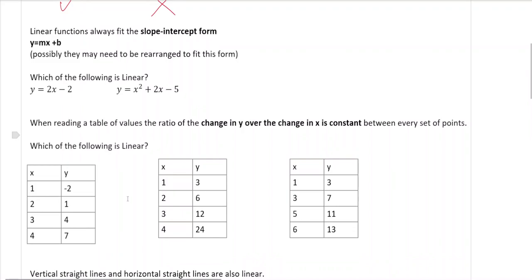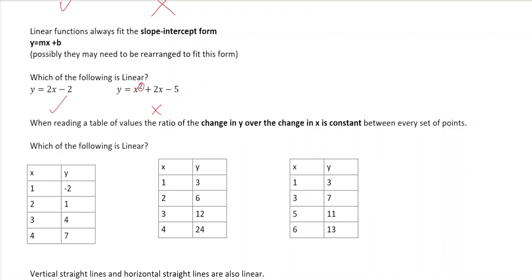Okay, continuing on, linear functions always fit the slope-intercept form. So y equals mx plus b. They possibly might need to be rearranged to fit that form, but they always will fit that form. So which of the following is linear? Well, this one fits. This one has a squared, therefore it's not. If it's any degree other than 1, meaning x to the exponent 1 works, but x to the exponent 1/2, x to the exponent 2, x to the exponent 20, all do not work. Any degree other than x to the exponent 1 or x to the exponent 0 does not work.